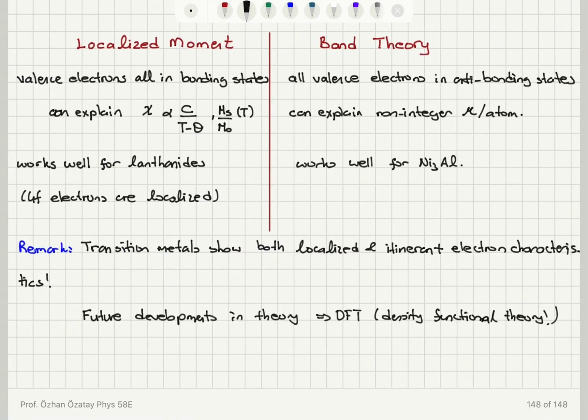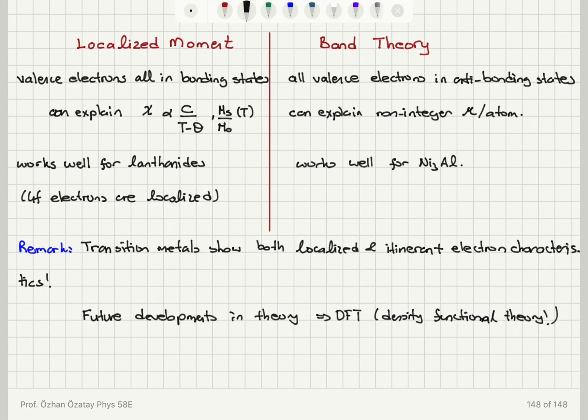And finally, these two pictures, localized moment and band theory pictures, can be compared. In the localized moment picture, valence electrons are in bonding states. In band theory, they're in anti-bonding states. They're free electrons. The localized moment theory can explain the susceptibility temperature dependence, C over T minus theta, and Ms over M0 as a function of temperature. The band theory can explain non-integer magnetic moments per atom.